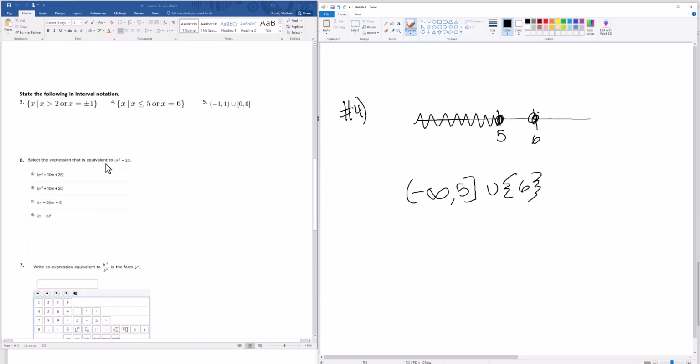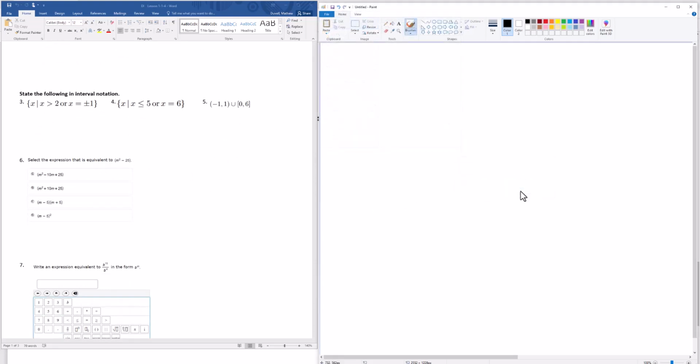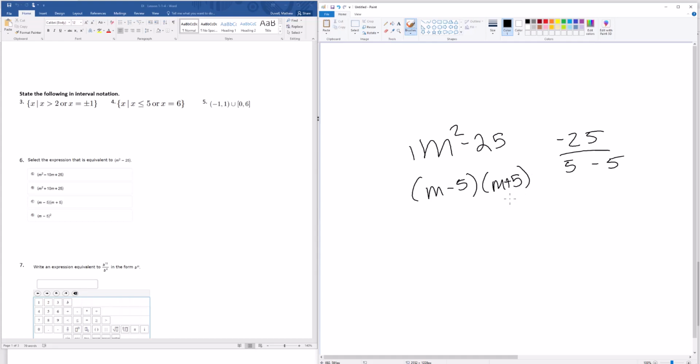It says select the expression that is equivalent to m squared minus 25. So m squared minus 25, we can factor that, it's quadratic. A times c, a is 1, c is -25. So a times c, factors of that, 5 and -5. And so you're going to get m minus 5 and m plus 5. So your answer is going to be C.